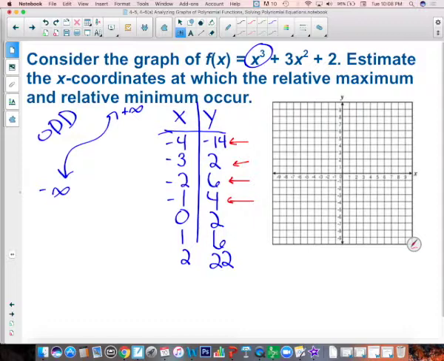All right? So if I'm going up, increasing for here, okay, and then decreasing here, that means 6 has to be a maximum. Okay, 6 has to be a maximum. So I got a maximum there, so let's keep going.